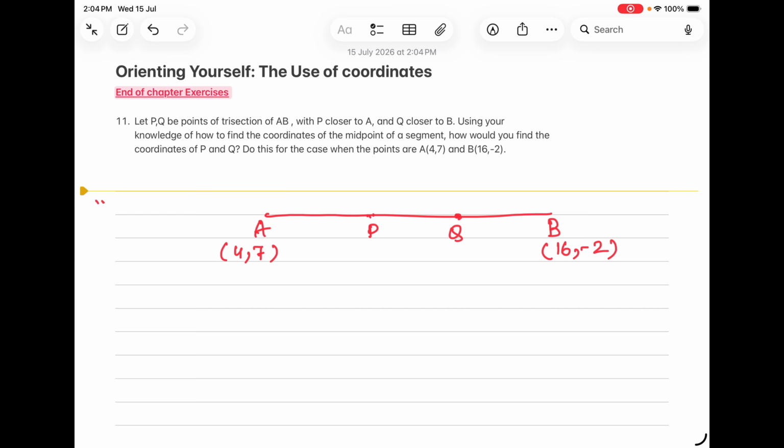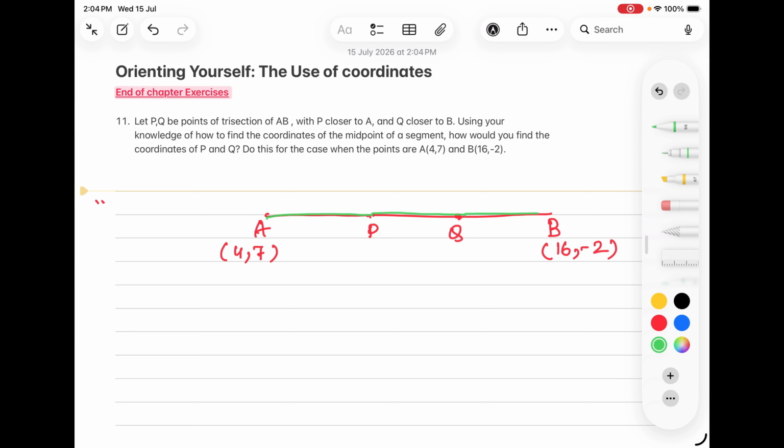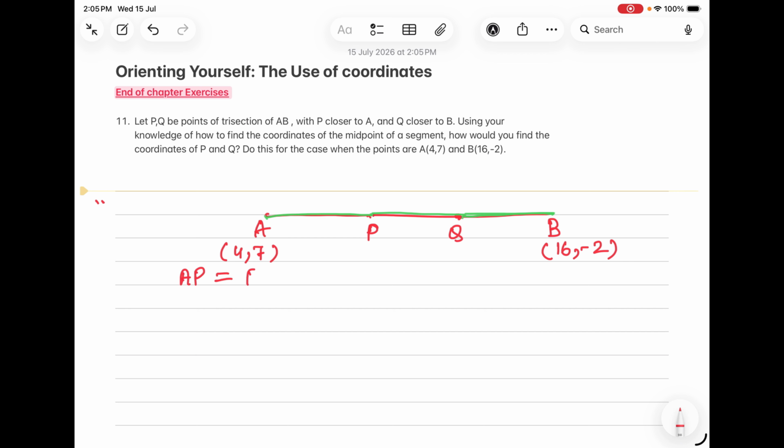What is the meaning of trisection? P and Q, these 2 points divide this line segment AB into 3 equal parts: first part, second part and the third part. P is closer to A and Q is closer to B. Therefore, we can write AP equals PQ equals QB. We have to find out the coordinates of P and Q.